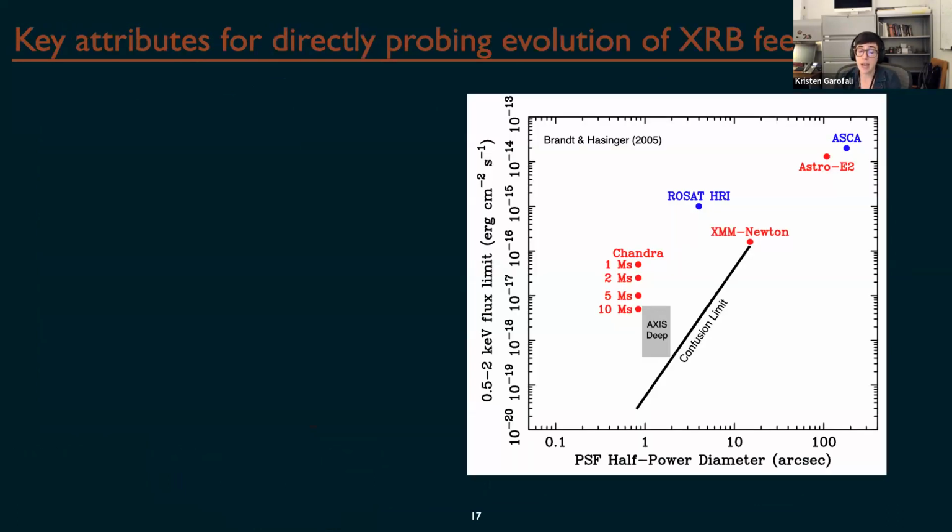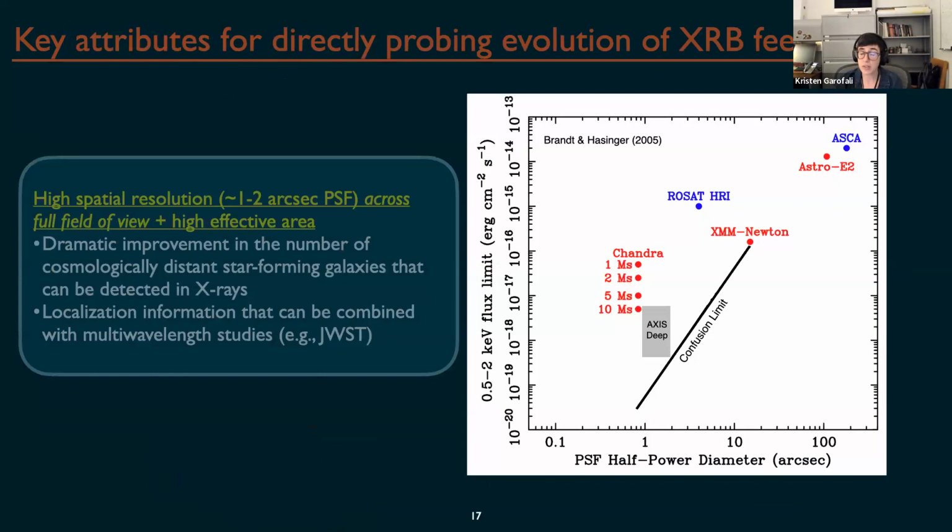So the key attributes of AXIS for actually directly contributing to this field are, not surprisingly, the high spatial resolution, but in particular that we'll have this really great resolution across the field of view. So in a field of view average sense, coupled with high effective area, that would allow us to dramatically increase the number of star-forming galaxies that we can detect in a deep field.